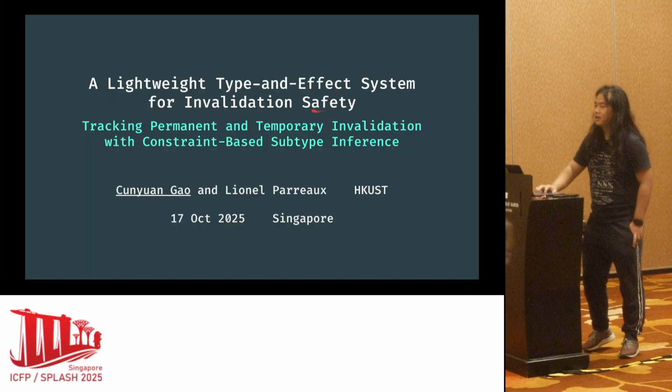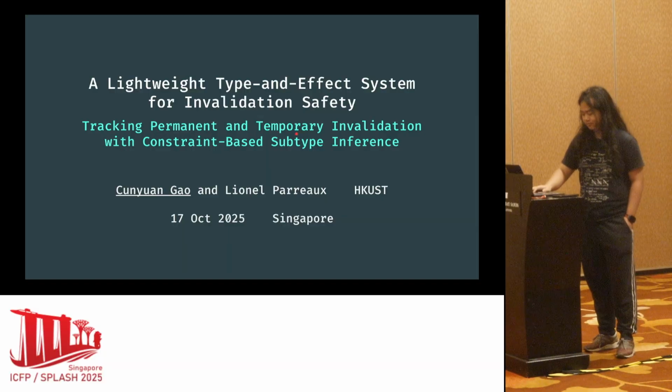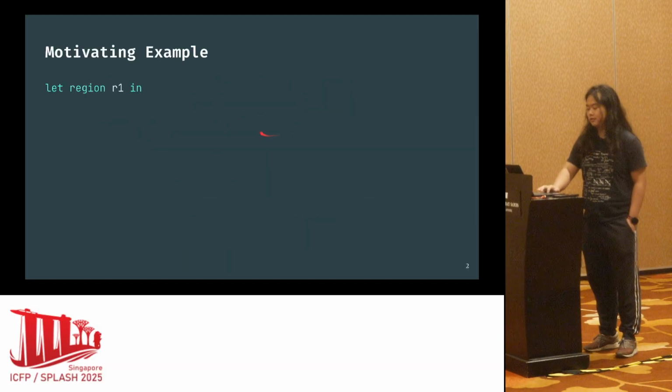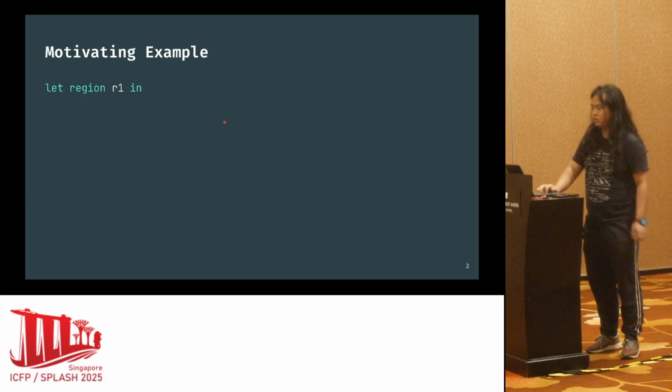So hello everyone. Today I'm going to introduce a type and effect system that can track permanent and temporary invalidation. So let's start with this motivating example. Our system is region-based, so that means that you can have some local regions, and after we leave the lexical scope of a region, then everything on this region will be released.